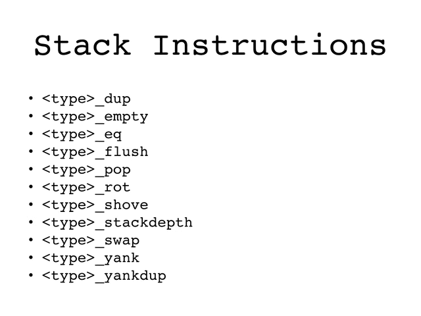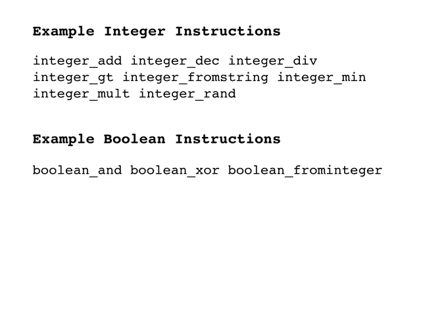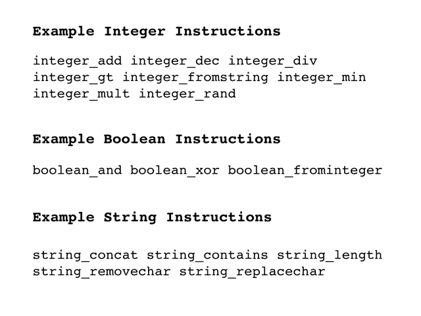We generally provide a standard set of stack manipulation instructions for every type, for example, to duplicate the top item on the stack, to test the top 2 items for equality, to push the current depth of the stack onto the integer stack, and so forth. Details of these instructions can be found in push-related publications and interpreter source code. Here we see some examples of integer instructions for arithmetic, comparisons, conversions from strings, and random number generation. And here are some example Boolean functions and some example string functions.